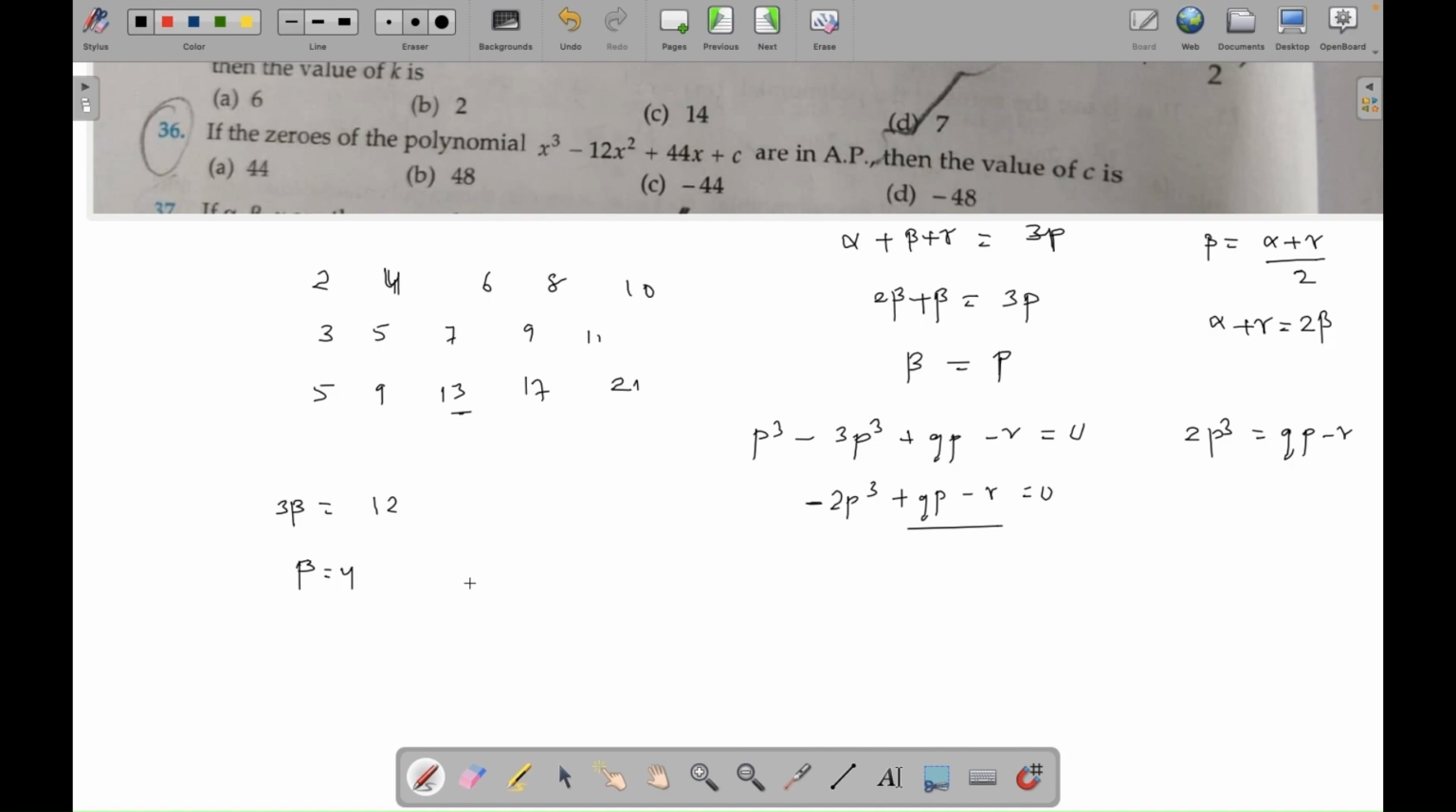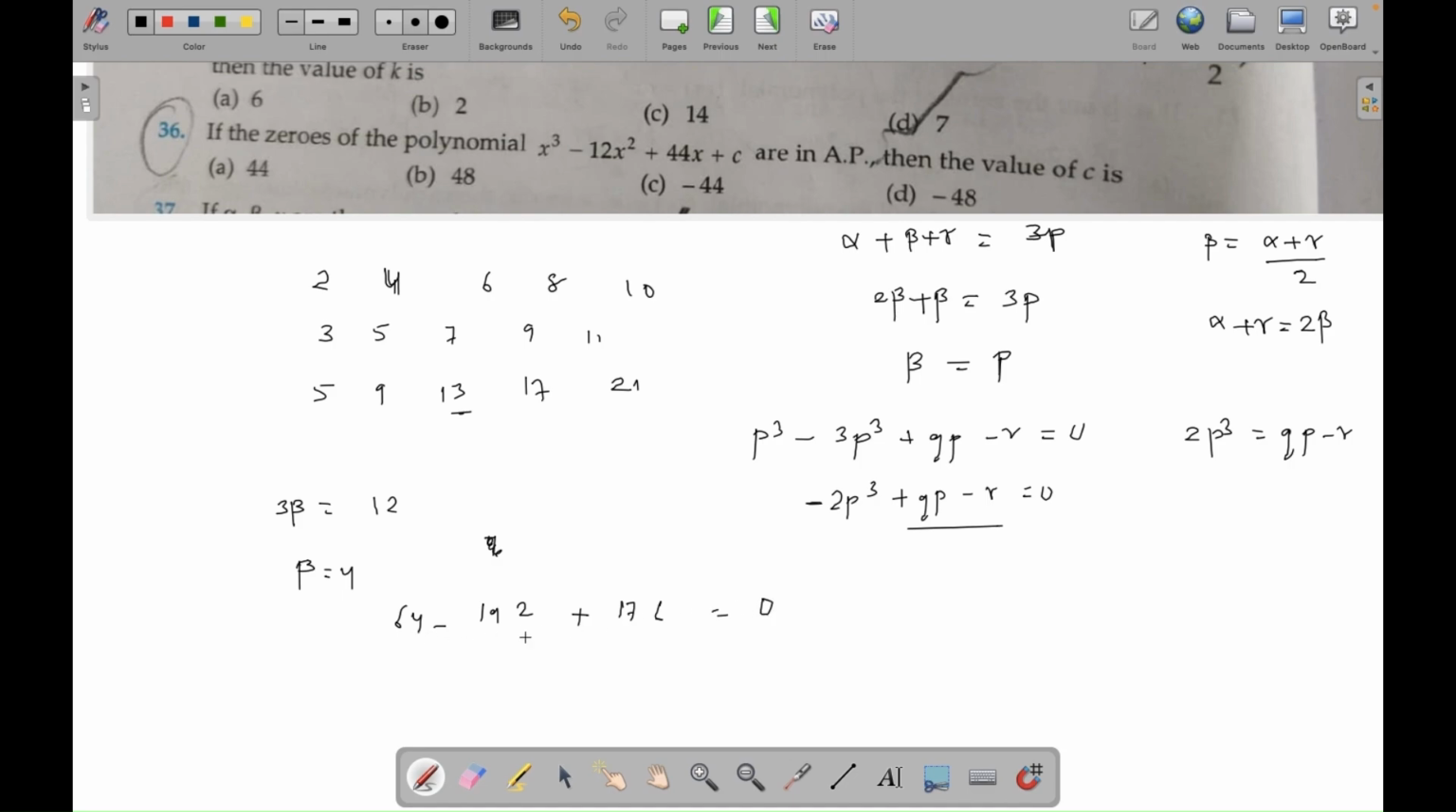So 4 4s are 16 and then 16 4s are 64, minus what is the value of 12 times 16? So 12 6s are 72, so 192. And then what is the value of 44 times 12? Sorry, 44 times 4, right? Because 4 was the root. So 44 times 4, 4 4s are 16, 176, right? So we get this as 0.